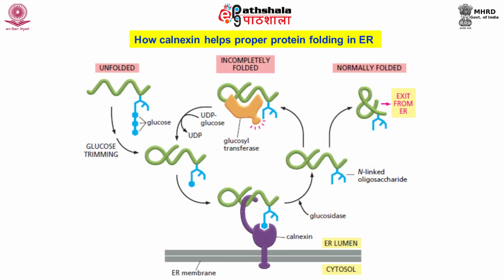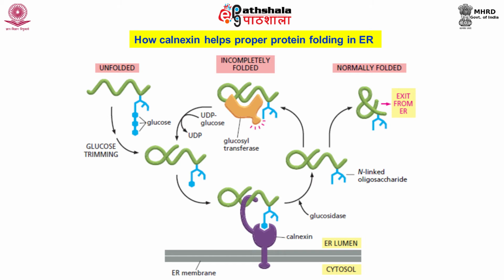Cells carefully monitor the amount of misfolded protein in various compartments. A fairly large number of proteins in the ER are degraded mainly because they cannot fold properly. ER quality control involves at least 4 chaperones, protein disulfide isomerase and supporting proteins. 2 chaperones, namely calnexin and calreticulin, help glycoproteins to fold correctly. The slide shows how calnexin helps proper protein folding in the ER.